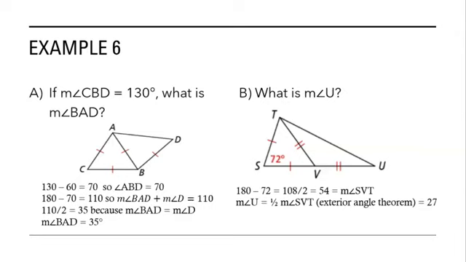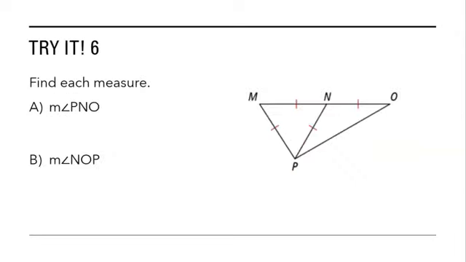Let's do one more example of this. In Try It 6, it asks you to find each measure. In Part A, they want angle PNO. PNO is this angle right here. And in Part B, they want angle NOP. NOP is this angle right here. So pause the video and try it, and then hit play to see if you're right.